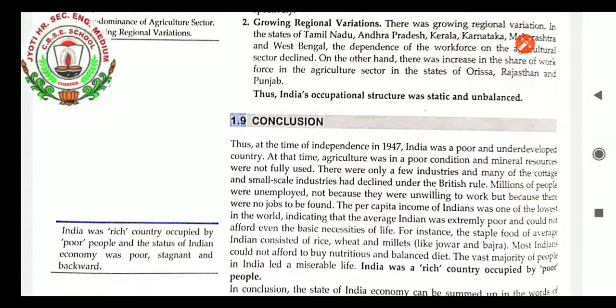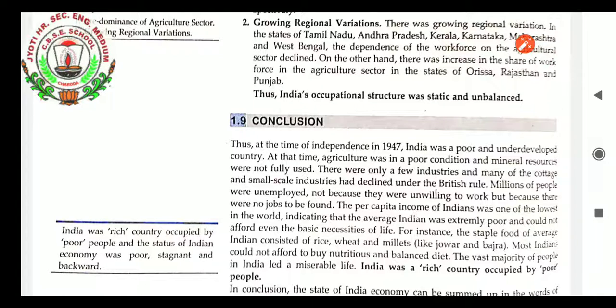There were only a few industries, and many of the cottage and small scale industries had declined under the British rule. Millions of people were unemployed. Birth rate and death rate were very high. Infant mortality was very high. The industries were underdeveloped and they were deindustrialized. Unbalanced development of industries was there.